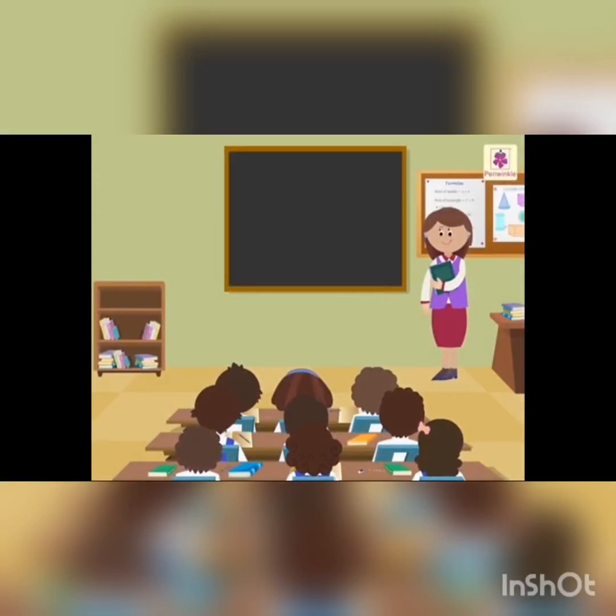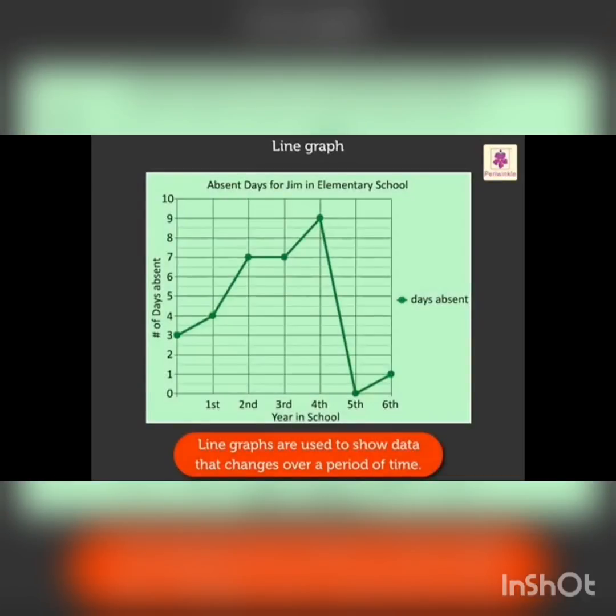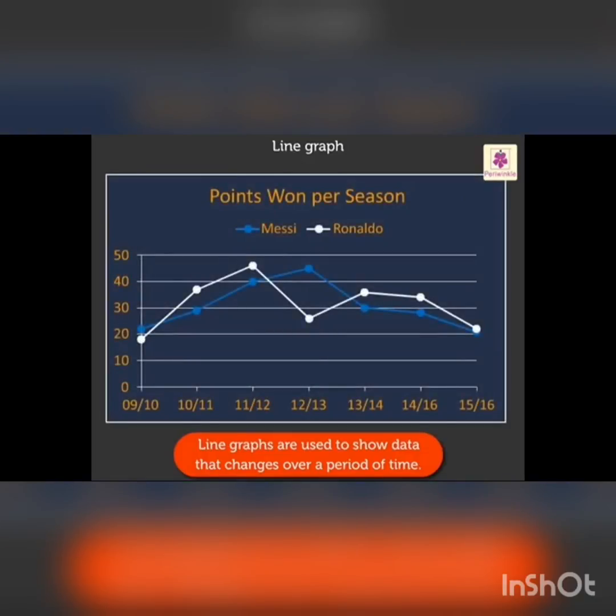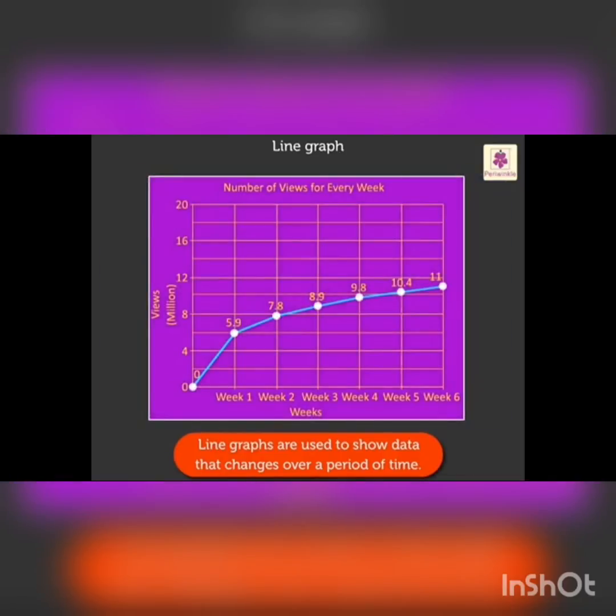So what is a line graph? Have you ever seen one? Yes, this is called a line graph. Line graphs are used to show data that changes over a period of time. You can see here the points, one per person.